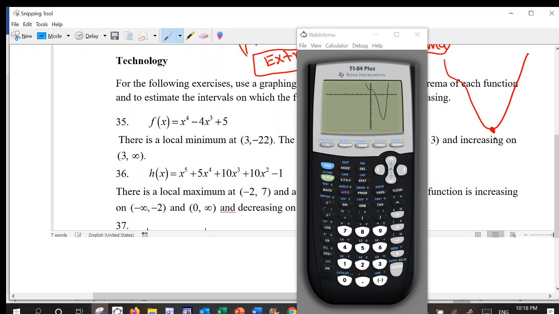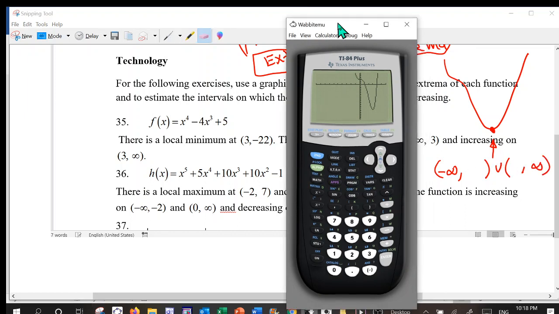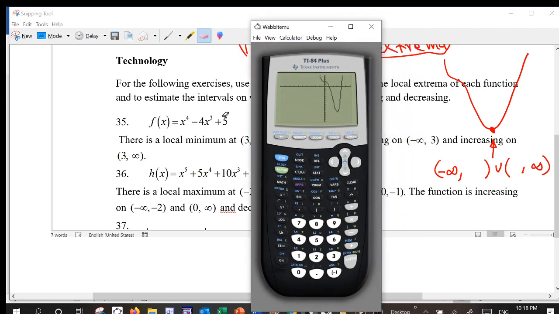If we can find the x coordinate of this point, then we can say from negative infinity to that number, union from that number to infinity. Now what's that number? Well, we have to find it with the calculator because we don't know calculus, and in algebra we're not going to be able to find that number exactly. We have to know calculus. But instead of calculus, we use the calculator.